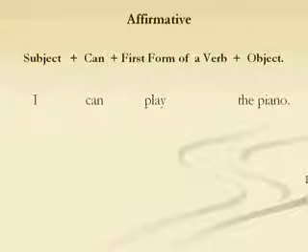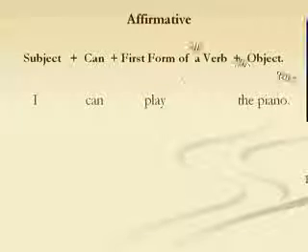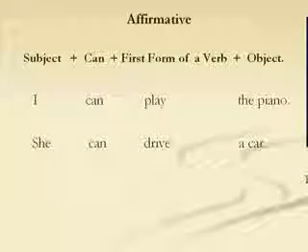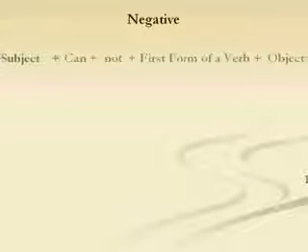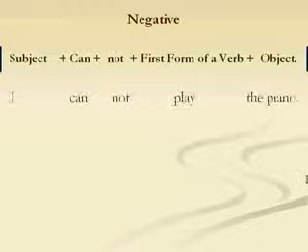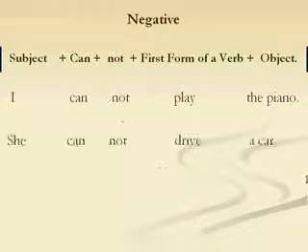For example, I can play the piano, or she can drive a car, right? Now we look at negative structure: subject plus can plus not plus first form of a verb and then object. You know that "not" is the sign of negation. Without including "not" in your sentence, you cannot have a negative sentence. For example, I cannot play the piano, she cannot drive a car.